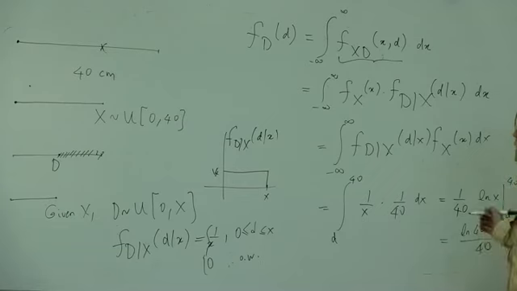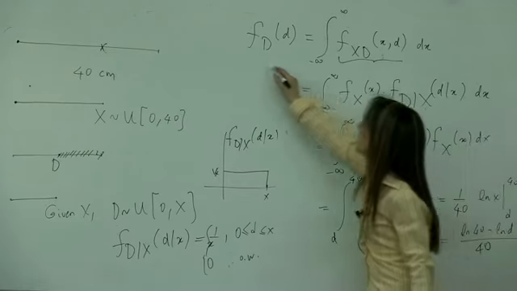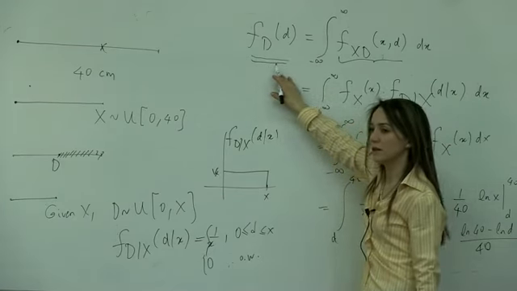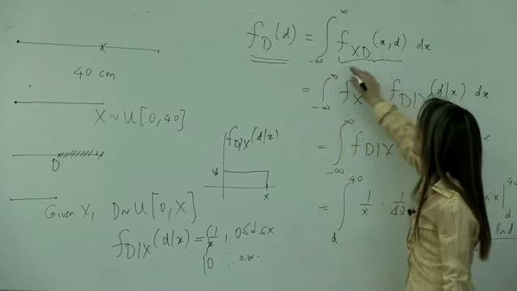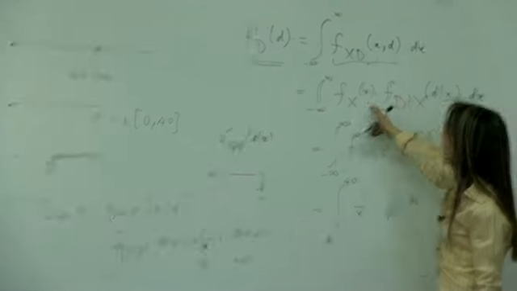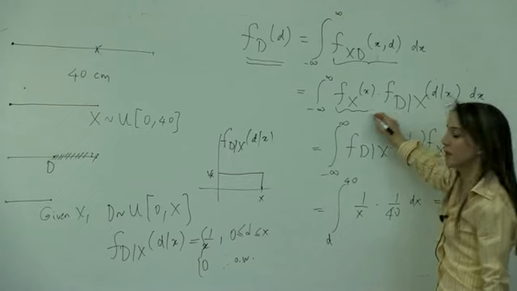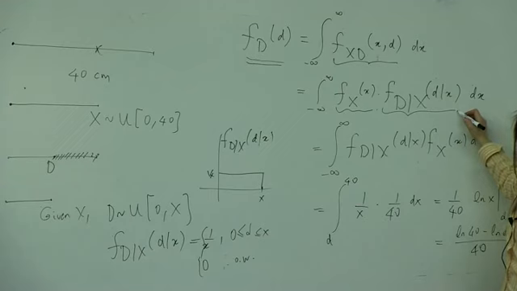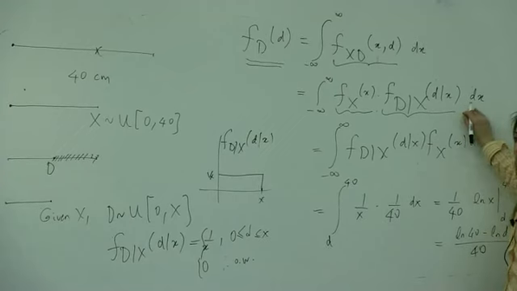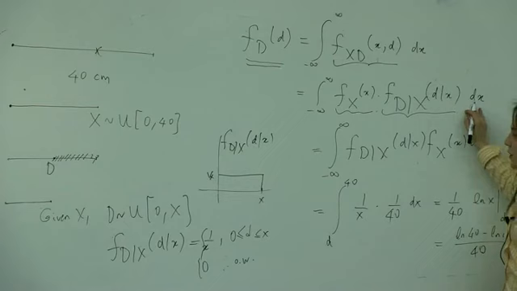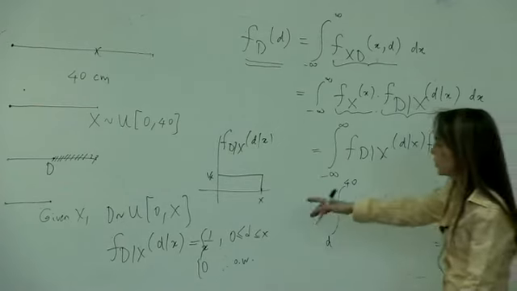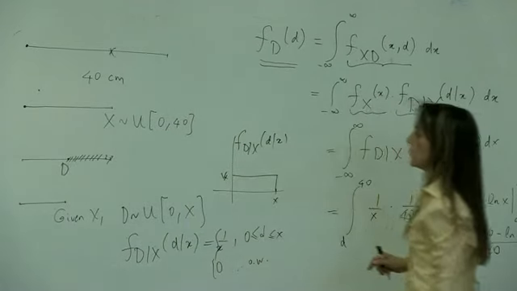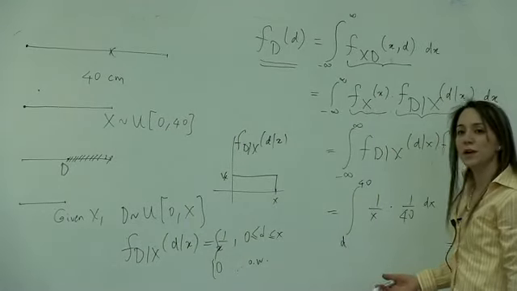Basically, we found the marginal density of D by integrating the joint, which we found by multiplying the marginal of X, which was given to us in the problem, by the conditional density of D given X, which was also given to us in the problem. And we derived the distribution of the remaining length of the stick. All right, we'll take it from here next time.